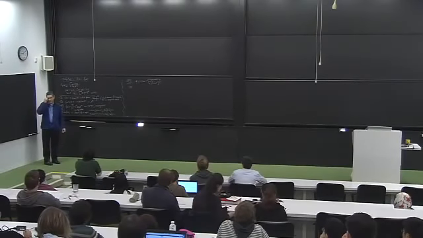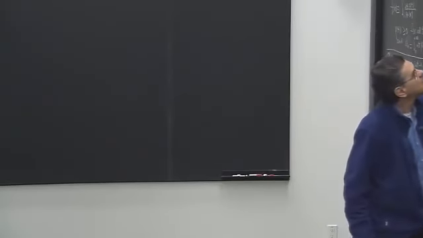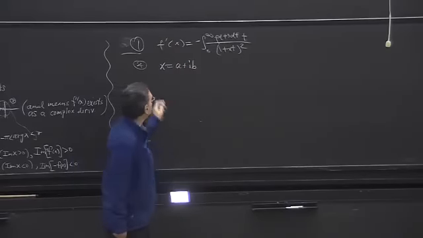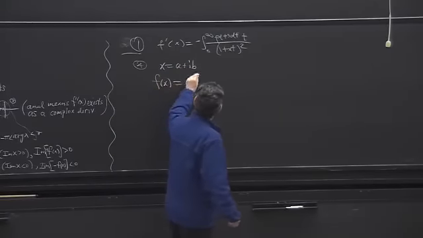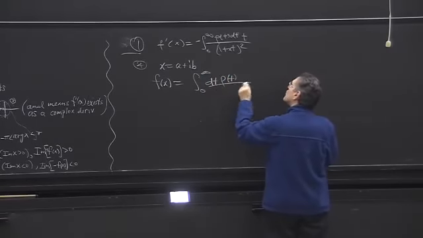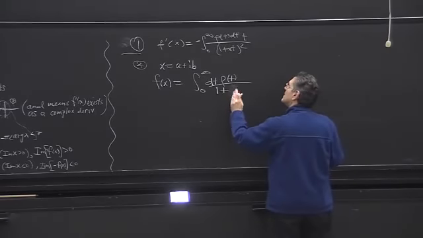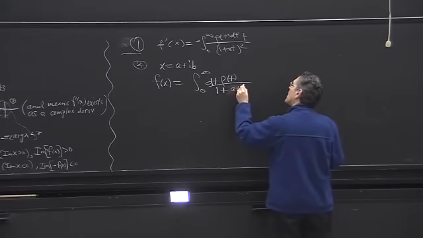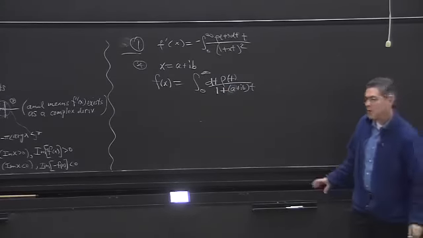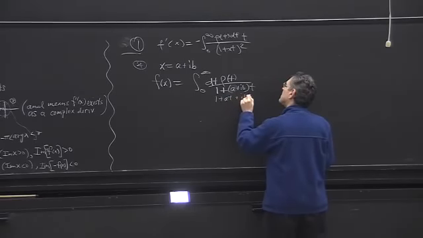Well, it's actually fairly straightforward. Let's suppose x is equal to a plus ib. Okay? Then the function f of x is the integral from 0 to infinity dt rho of t over 1 plus xt, which would be 1 plus at plus ibt, right?